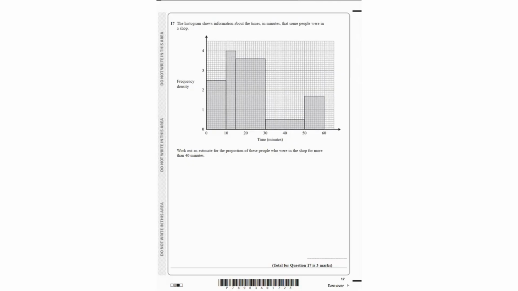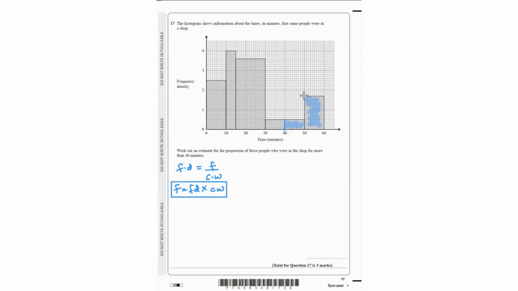In our histogram, this is 40 minutes, so more than that is going to be all of this, and this. So we need to find an estimate for these people. First, for the number of people, we need the frequency. The frequency can be found using the formula: frequency density equals frequency over class width, so frequency is frequency density times class width. This is the formula we'll use to figure out the number of people who were in the shop for more than 40 minutes.